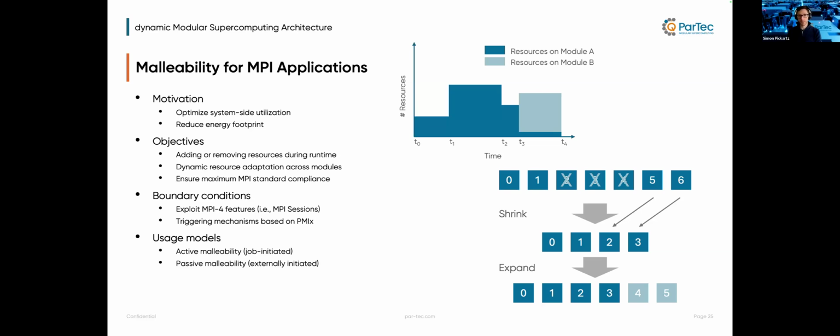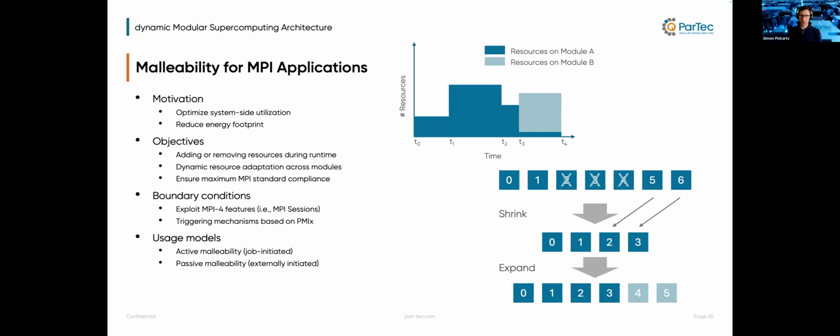And what we want to achieve with that is to enable applications to dynamically add or remove resources during runtime, and thereby leveraging as far as possible the existing interfaces. And therefore, we exploit features which have been introduced with the MPI 4 standard in terms of the MPI sessions, and also make large use of mechanisms that have been standardized on the lower layer, namely the PMIx layer, which is the interface that allows an MPI library to talk to the process management layer.